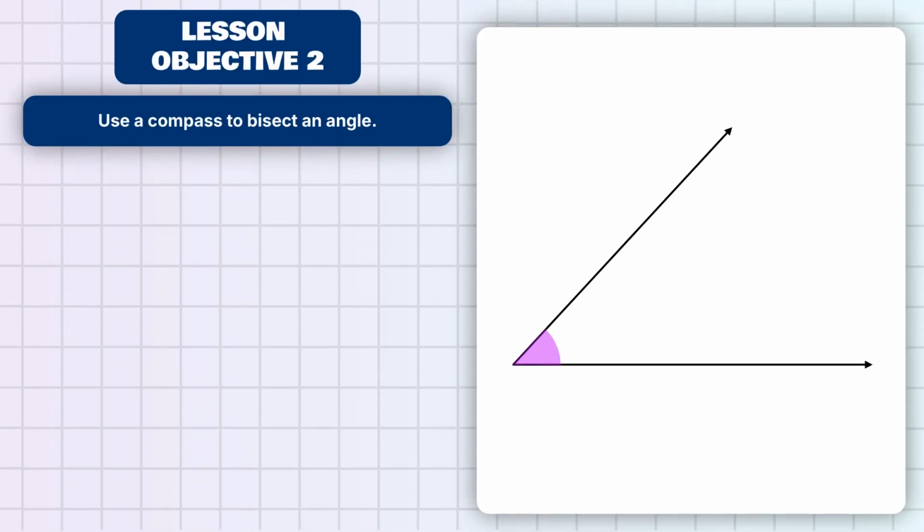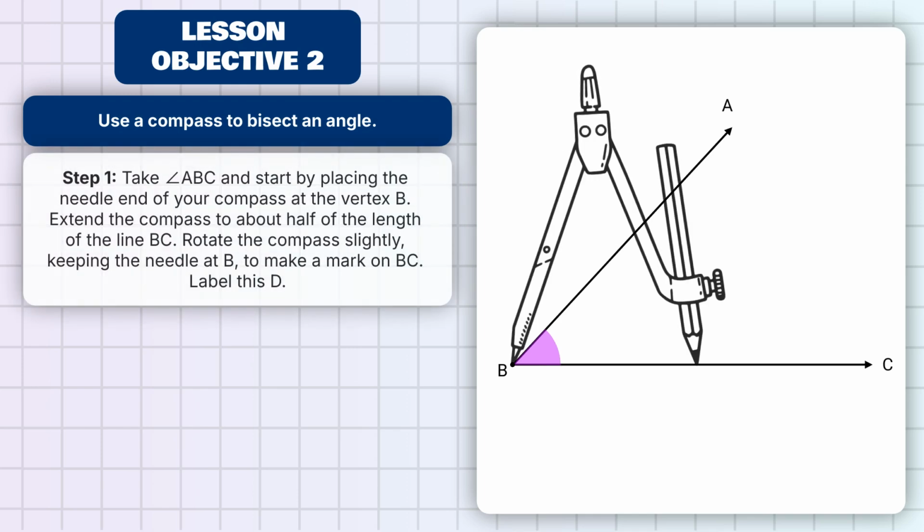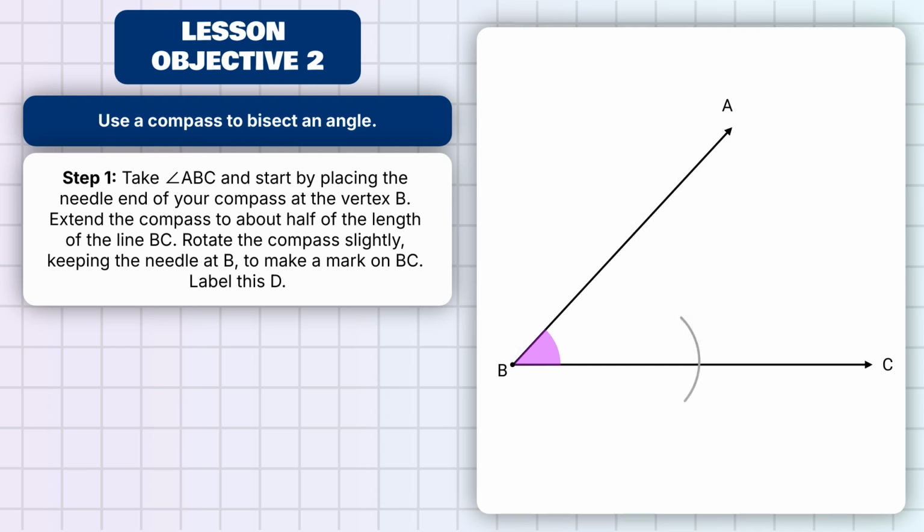So how do we use a compass to construct an angle bisector? Let's take an angle ABC, where B is the vertex, and AB and BC are the arms of the angle. Step 1 is to place the needle end of your compass at the vertex B and extend the compass to about half the length of line BC. Rotate the compass slightly, making sure to keep the needle end stationary at the vertex. Make a mark on this line, and let's call the point where this mark touches the line D.